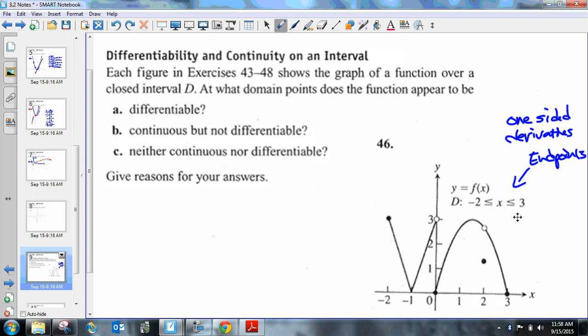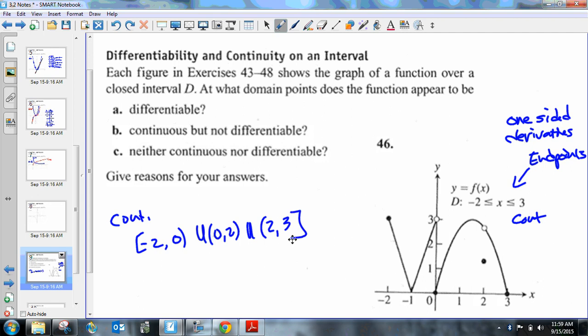Here's what I know. Okay, the graph is continuous. Okay, let's look at where the graph is continuous, and let's just look at continuity. My graph is continuous between -2, include -2, to 0. Union that with from 0 to 2. And then union that from 2 to 3, but we include 3. That's where it's continuous.